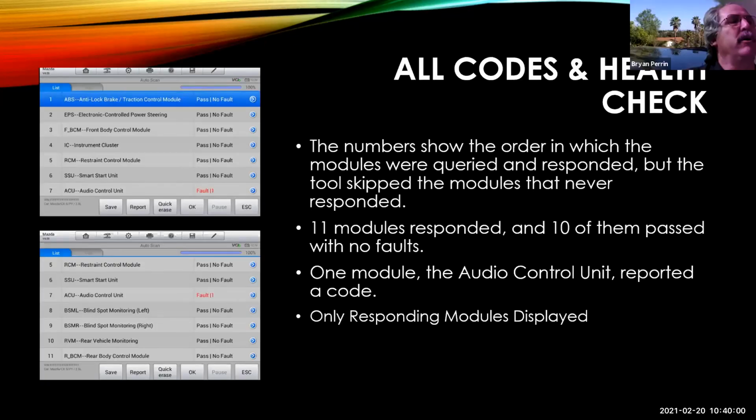So, all codes or health check. The numbers show the order in which the modules were queried and responded, but the tool skipped modules that never responded. So in this case, 11 modules responded, 10 of them passed with no faults. One module, the audio control unit, reported a code. The key point here is because this is an aftermarket scan tool, only the modules that are talking will be listed.